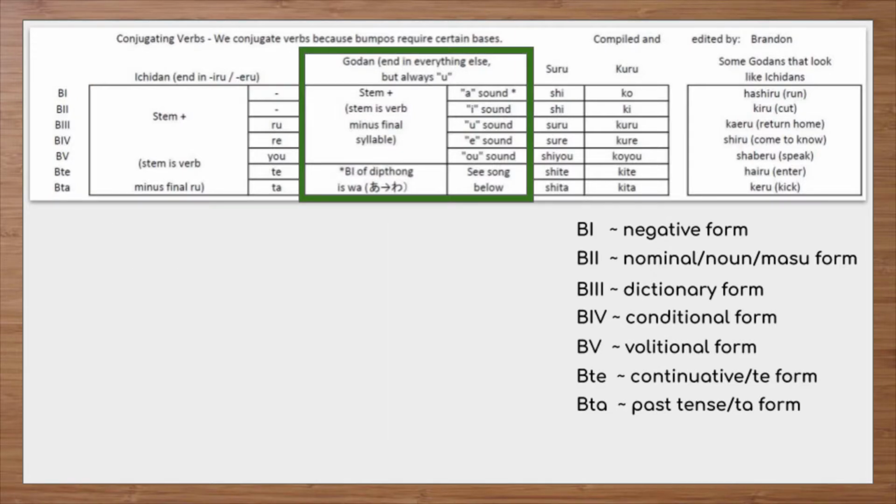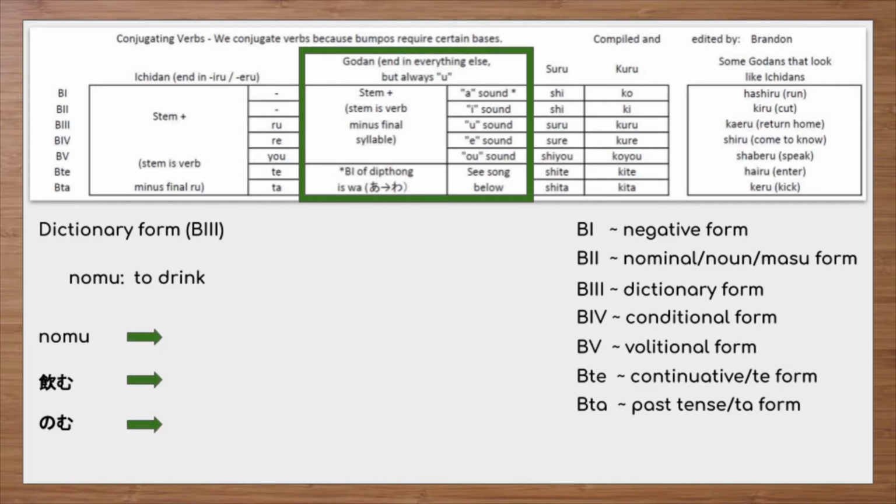Now on to godans. Because godans end in a variety of syllables, the stem is the verb minus the final syllable. Let's look up the verb "to drink." Nomu. Here's nomu minus the final syllable, which gives us the stem, no. Now the bases follow the vowel sounds, a, i, u, e, o. This is why I wanted you to learn hiragana from a chart which arranges everything in those 5 vowel groups. Base 1 is the stem plus the a sound from the m column, so base 1 is no ma. Base 2 is stem plus the i sound, so no mi.